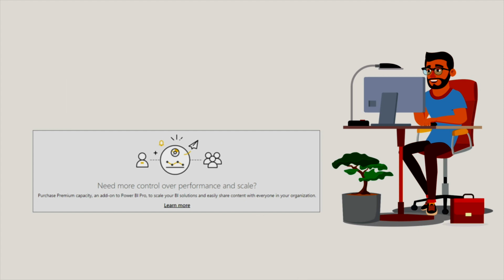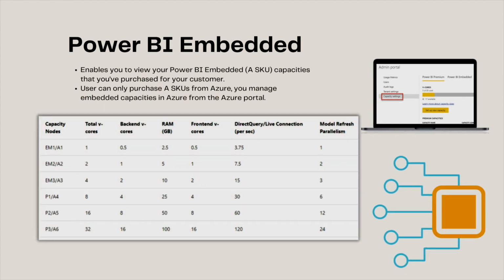The second one is Power BI Embedded. The Power BI Embedded tab enables you to view your Power BI Embedded A SKUs, capacities that you have purchased for your customer. Since you can only purchase A SKUs from Azure, you manage embedded capacities in Azure from the Azure portal. So if you would like to buy some more Power BI Embedded capacities, you have to head over to your Azure portal and from there you can buy it.